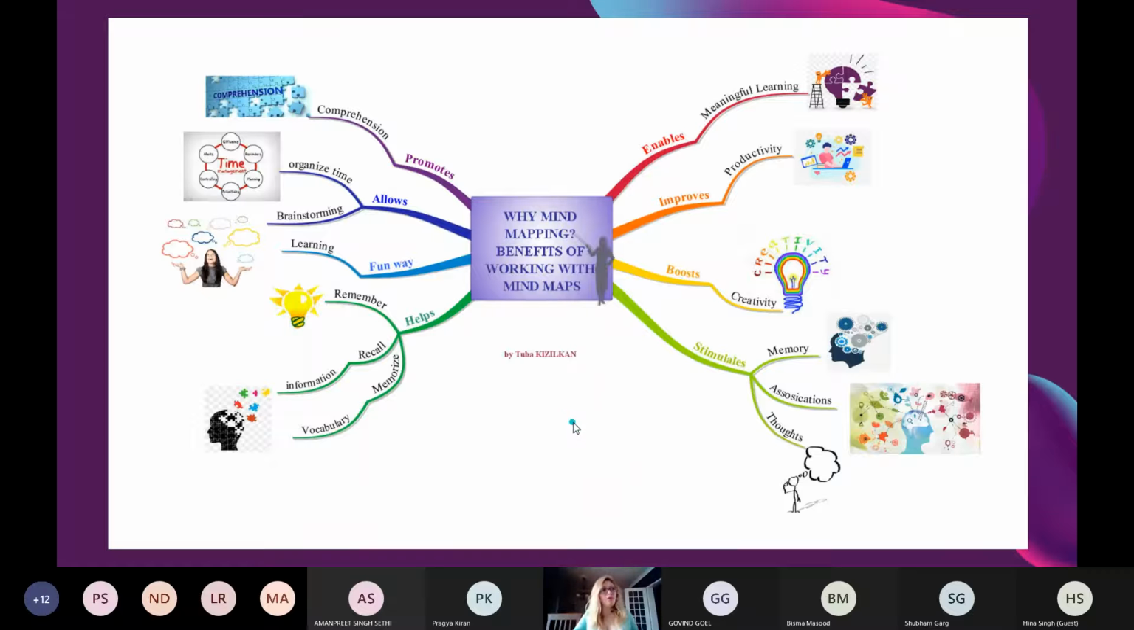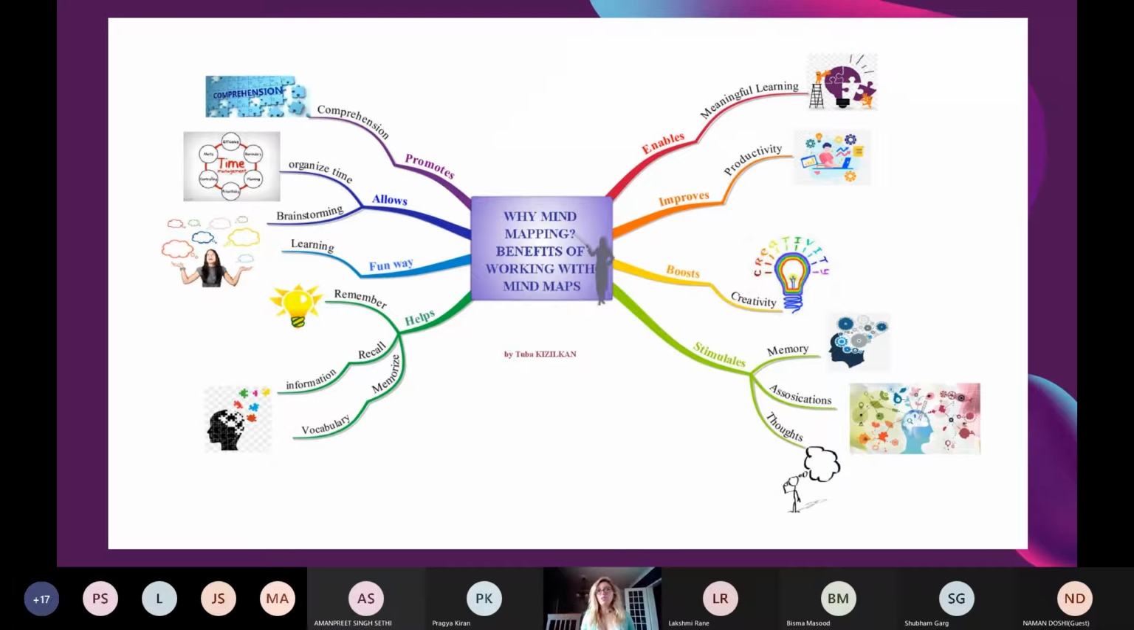Okay, why mind mapping? Why would you prepare a mind map? Why not just take some ordinary notes, and study in a classical, traditional way? Why not? We have many reasons for that. We have so many benefits of working with mind maps. Firstly, it enables meaningful learning because you can associate certain personalized images, and it improves the productivity. You can add so many branches, and you can add some more images or notes even.